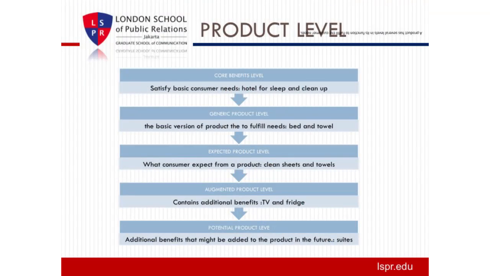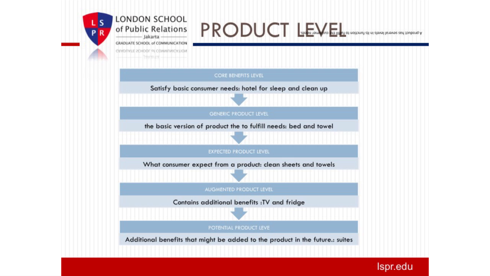To get more complicated, I think for this I have to put my glasses on. There are many product levels. For instance, a hotel is a product in terms of service. When you go to a hotel, there's a basic benefit for why people go: they want to rest and they want to clean themselves. That is the core benefit level of a product. Then there's the generic product level, because all hotels must have a bed so that people can sleep, and also a bathroom and towel so they can have a shower.